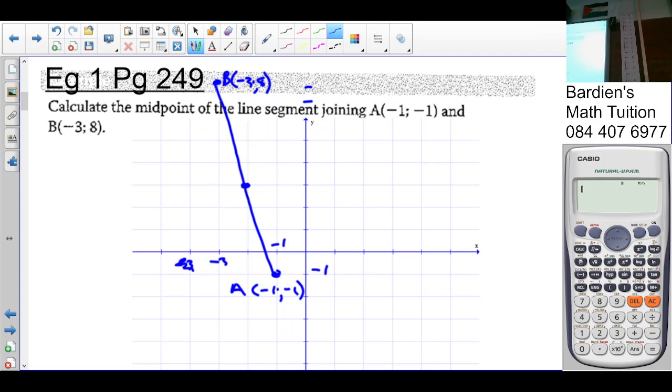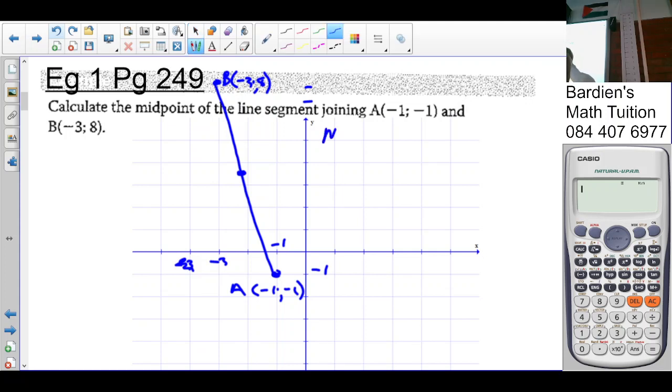It's a bit higher. But now you see, because this point is a bit out, it doesn't give us the exact point, okay, but I would suspect it's around about here. Can you see that? So the question says calculate the midpoint of a line segment joining A, which is (-1, -1), and B, which is (-3, 8).